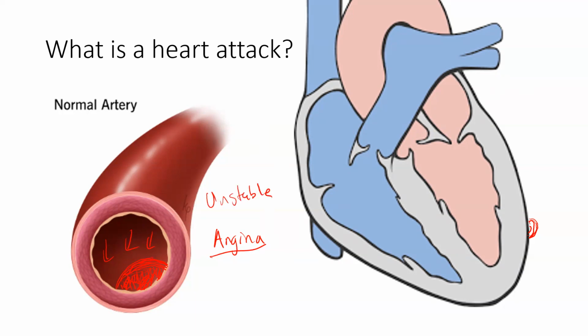Essentially, with angina, you can have stable and unstable. Stable is essentially when you have chest pain that happens when you're exerting yourself. So if you're going for a run and you start to feel pain in your chest, but you stop and it goes away, we generally call that some form of stable angina.